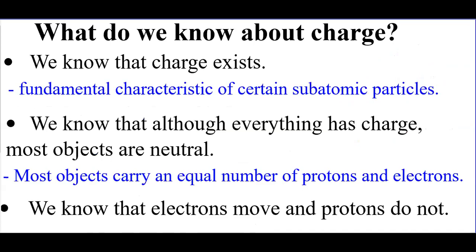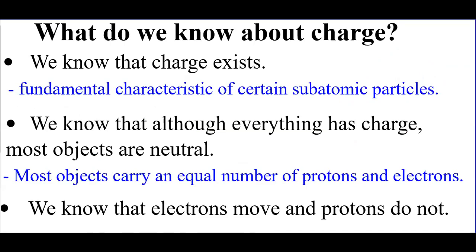So things that you probably already know about charge: there's positives, there's negatives. What physicists know about charge is that they exist, but we don't know why. It's one of those questions that nobody has an answer for yet. It's a fundamental characteristic of certain subatomic particles. That's all we can say about charge. We know it exists. Most things that we're aware of are neutral. We know that although everything has charge, most objects are neutral.